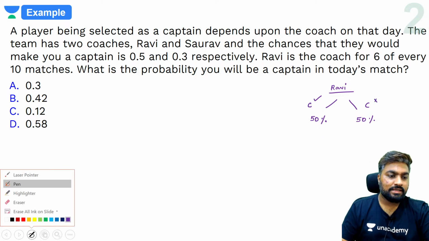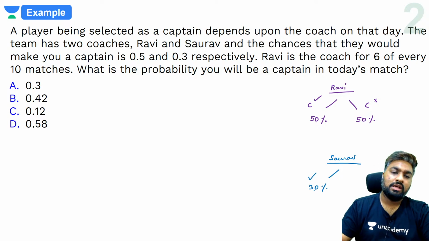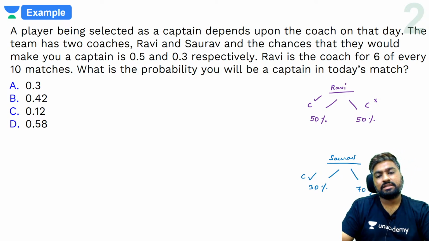Same way, if Saurav is the coach, then there is a 30% chance you will be the captain. When Saurav is the coach, there is a 30% chance you will be a captain. So there will be a 70% chance you will not be a captain, right?